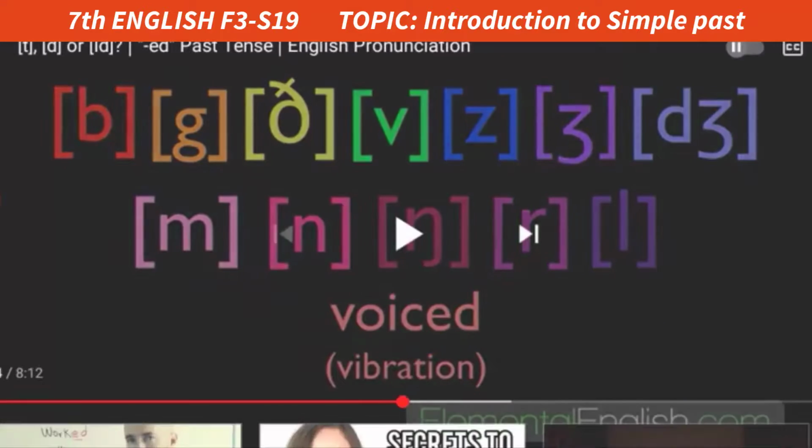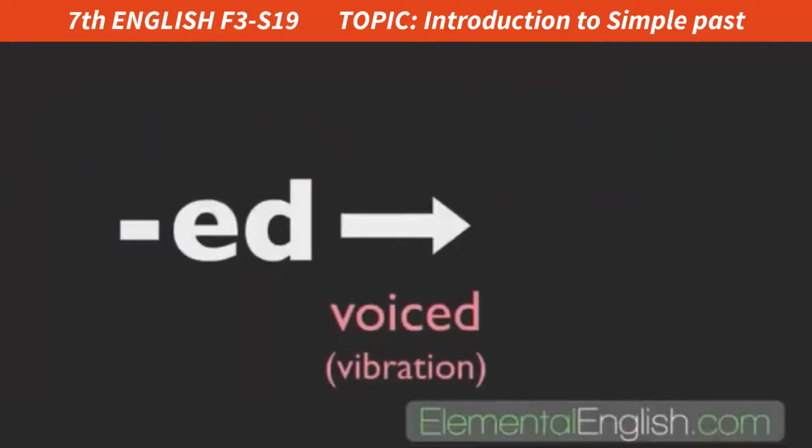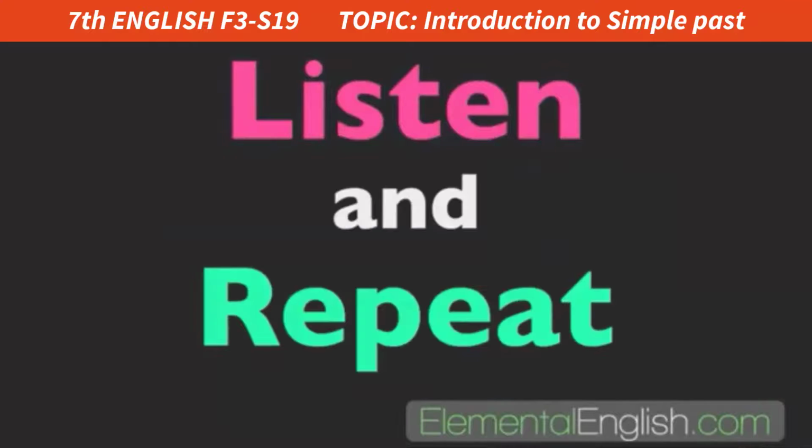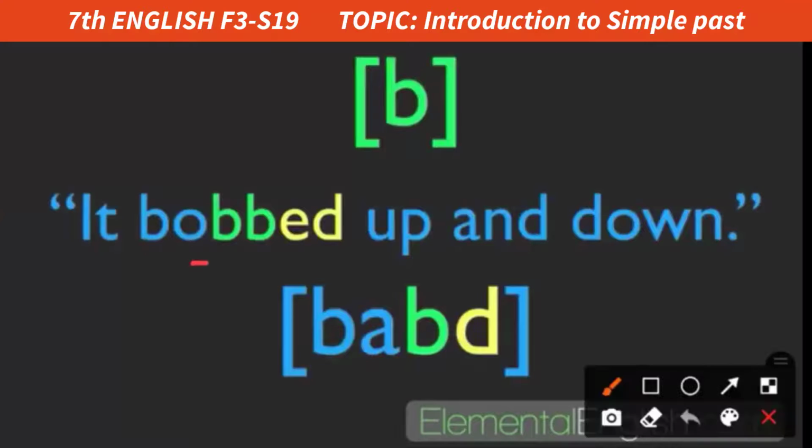Let's listen to some examples. Vamos a ver ejemplos, ¿ok? Cause the ed ending to be pronounced as a voiced D. Listen and repeat. It bobbed up and down. Bobbed.